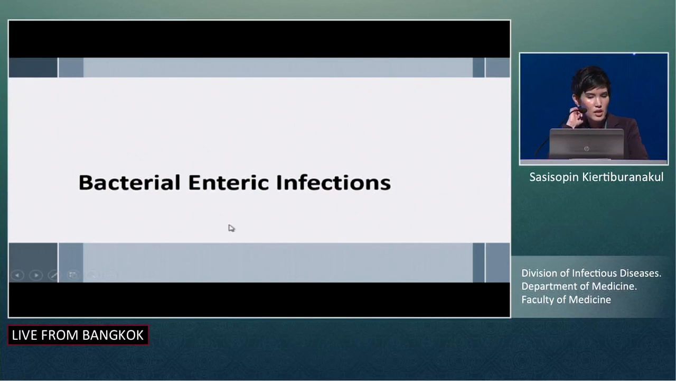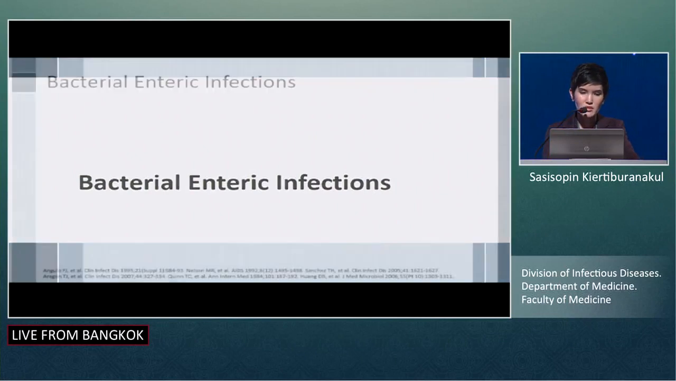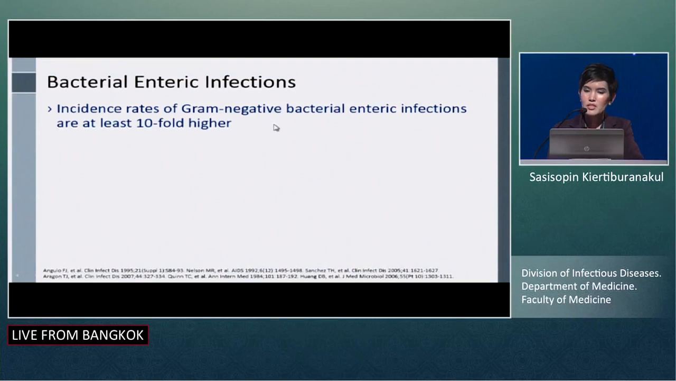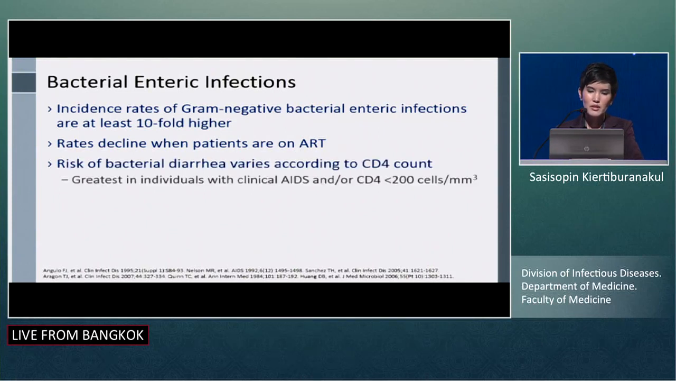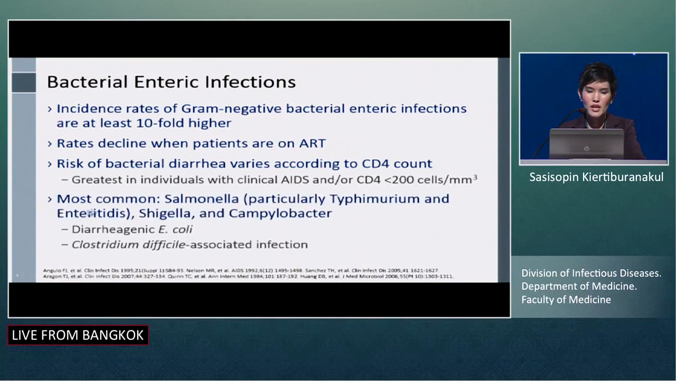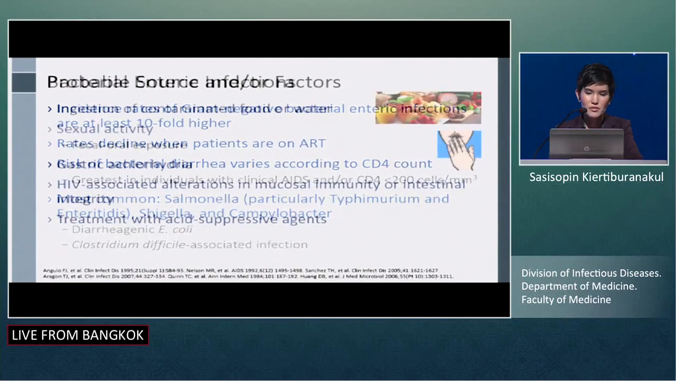So let's move to the bacterial enteric infections. The incidence of gram-negative bacterial infection is higher, about tenfold, in HIV-infected patients. But right now, the rate has declined after patients start antiretroviral therapy. But the risk of bacterial diarrhea is still there, especially in patients with CD4 less than 200. The most common one is Salmonella, followed by Shigella and Campylobacter. Sometimes we have Clostridium difficile-associated infection in HIV-infected patients.